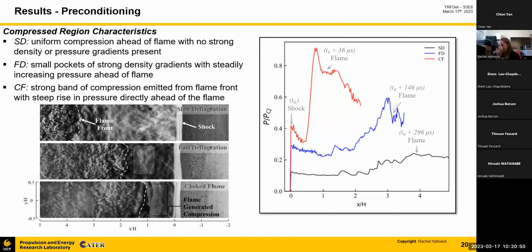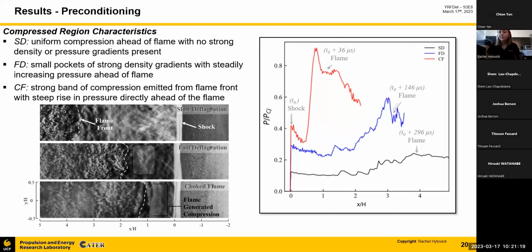And then when we got into our fast deflagrations, first thing we notice is that the shock and the flame are a lot closer. And we start to see these smaller bands of compression that are a little bit more heightened. So it's a largely black background, and then we have these little stronger bands of white versus just a steady color. And that's evident here also in the pressure. So you can see the shock coming in a little bit higher, and then downstream, you can see the pressure increase pretty strongly before the flame comes in 146 microseconds later.